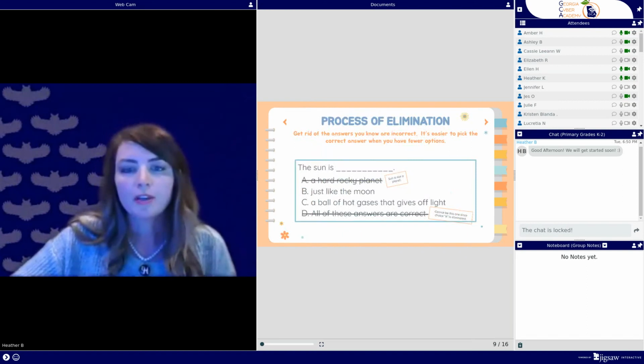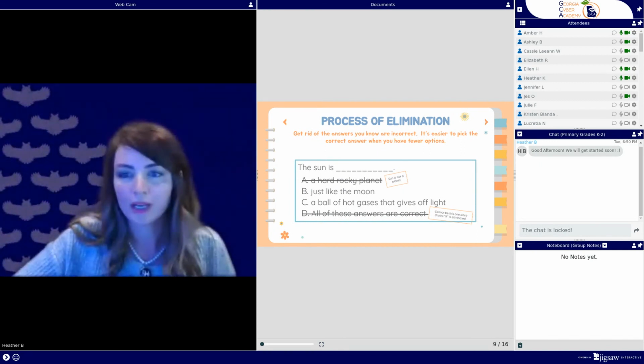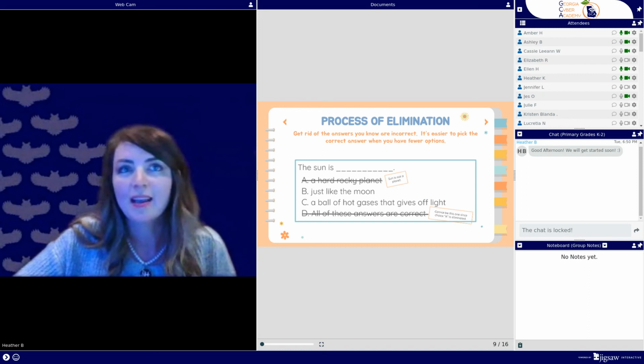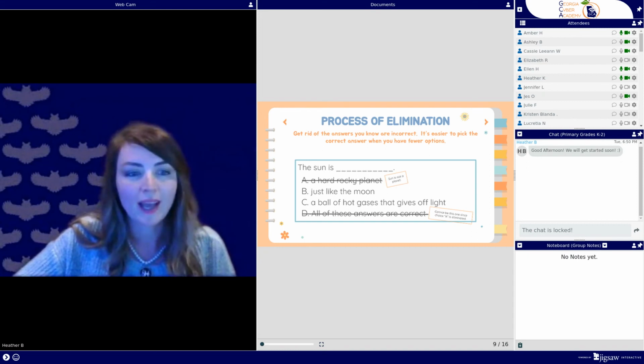The first strategy is called process of elimination, and this is just where you get rid of the answers that you know are incorrect. So when you look at your answer choices, there are normally one or two that the student can automatically recognize are not an option as the answer choice. So you can mark those out, get rid of those, and narrow down your choices.